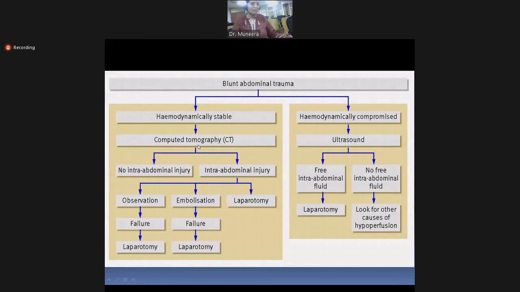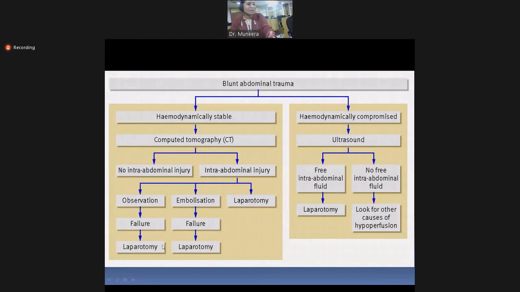So in CT, if you find an intra-abdominal injury, then you go for laparotomy. Now, intra-abdominal injury in which sense? Either bleeding, solid organ injury, or pneumoperitoneum, small bowel injury, then you go for laparotomy. If there is bleeding, then you go for the embolization option. And if there is nothing, then you need to observe the patient serially. If you find no abdominal injuries, you can just keep the patient and observe for 24 hours to see how he is doing, right?